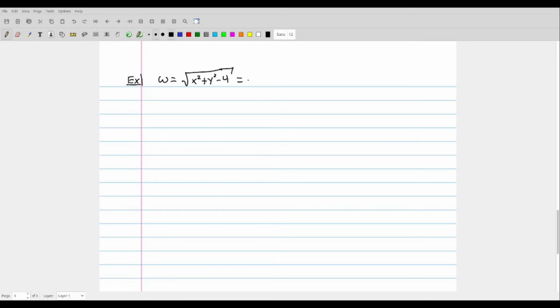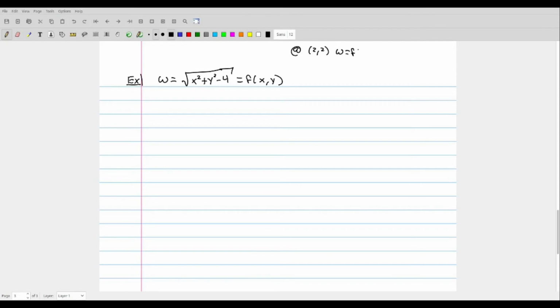Here our multivariable function is f of x, y, which is the square root of x squared plus y squared minus 4, and this is saying that w is our output. It's the value we get when we plug in any values of x and y. For instance, we'll do a little example at the point 2, 2.